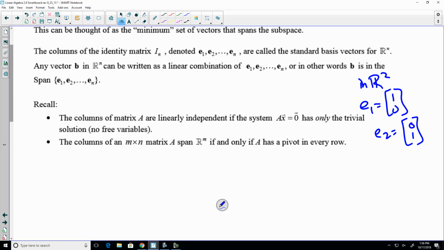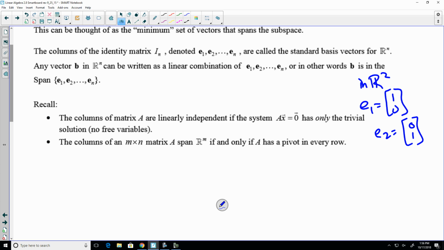And in R2, you just need two vectors to span R2. So if I put e1 and e2 in a set, it's called a basis for R2. And this is actually the standard basis of R2. So any vector b in Rn can be written as a linear combination of those basis vectors. That's what makes them a basis, is that they span the set. So you can write any vector as a linear combination of those vectors.